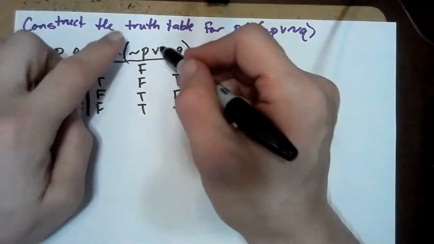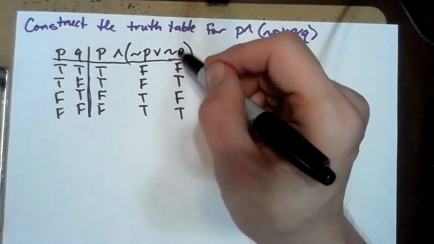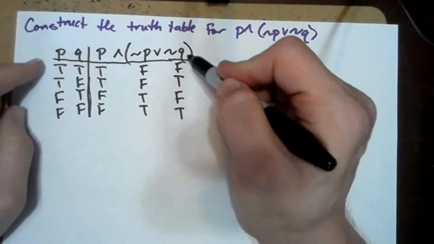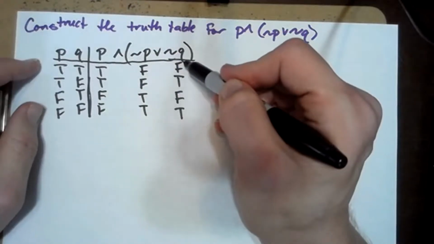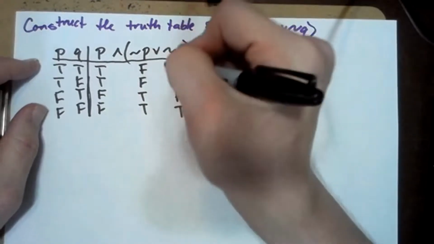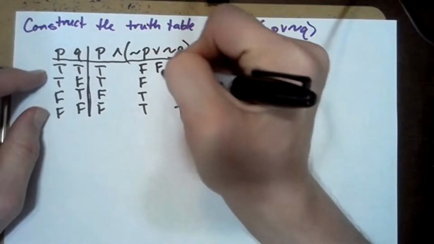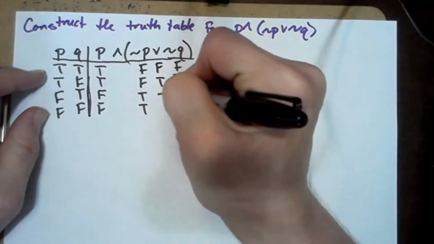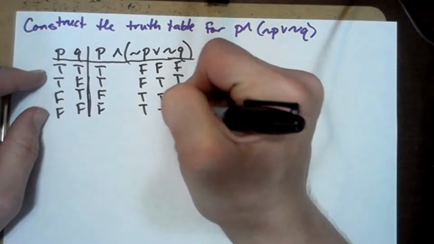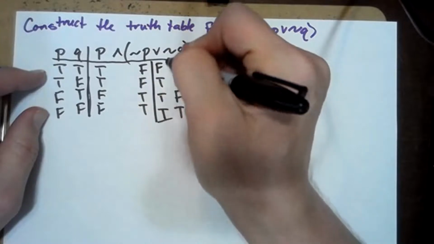Now we check this OR. Okay, here both not P and not Q are false, so this is false. False and true is true, true and false is true, true and true is true. Put a box around it.